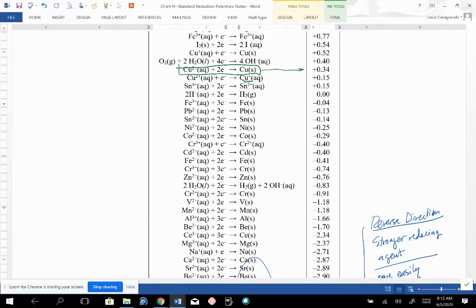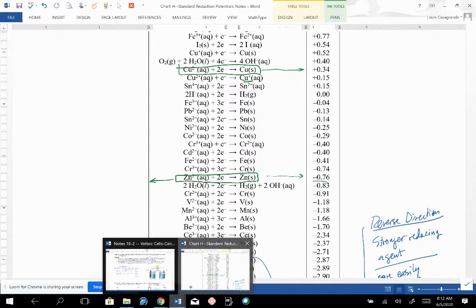Meanwhile, let's come down a little bit and we're going to find the reverse reaction of our zinc. So in this case, this reaction is going in the reverse direction. The zinc is being oxidized and it has a reduction potential. This is a reduction potential of negative 0.76 volts.